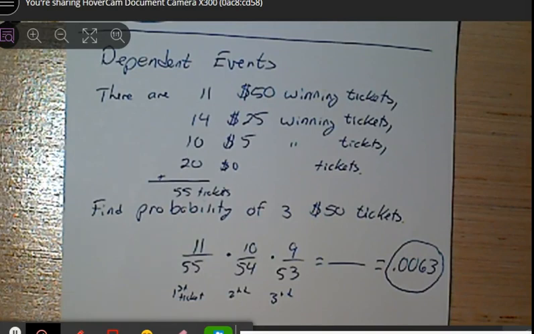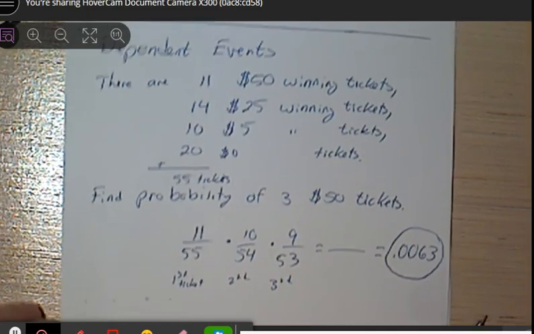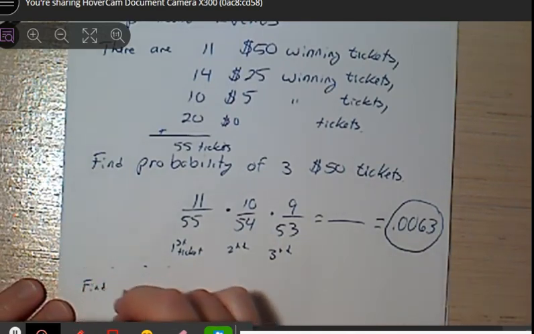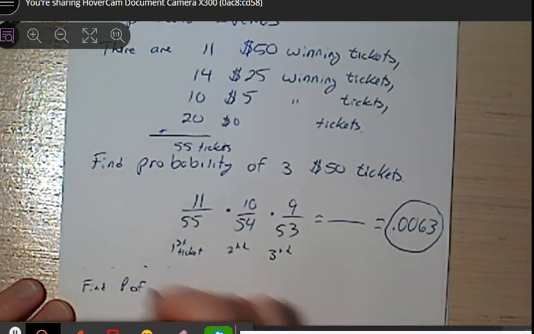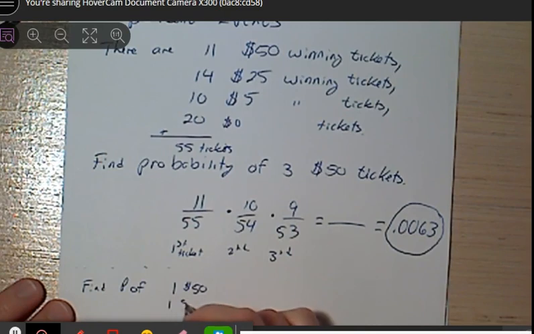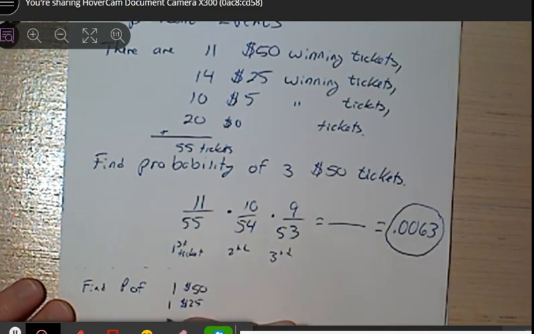Yeah, and again, they could change those numbers around. They may ask, what's the probability, if we did it real quick underneath here, of one $50 ticket, one $25 ticket, and then one $10 or $5 ticket.